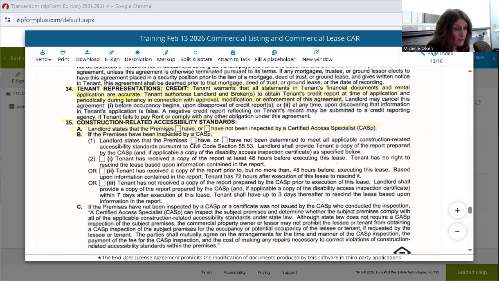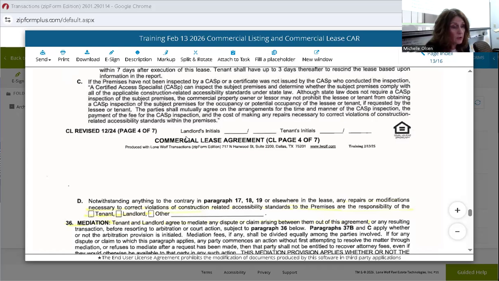Landlord states that the premises have or have not been inspected by certified access specialists, CASP. It's usually have not been. All the ones that I've worked on, it's have not been, and that's fine. But if it has been, then there's a series of questions you need to answer and provide the report down here. But please don't miss filling that out. If you guys on Zoom would like a highlighted copy of this, I can certainly email it to you.